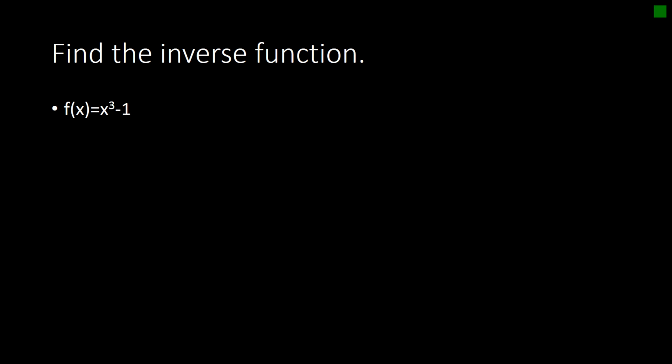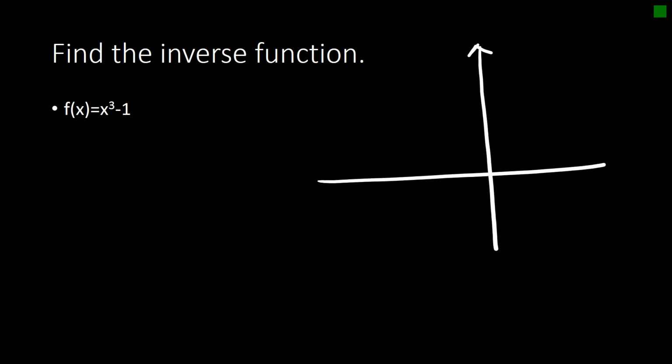So next, find the inverse of f of x equals x cubed minus 1. Does this pass the horizontal line test? Well, yes, it does. This is the cubing function down 1 unit. So yes, it will pass the horizontal line test. It is a one-to-one function. So let us find the inverse.